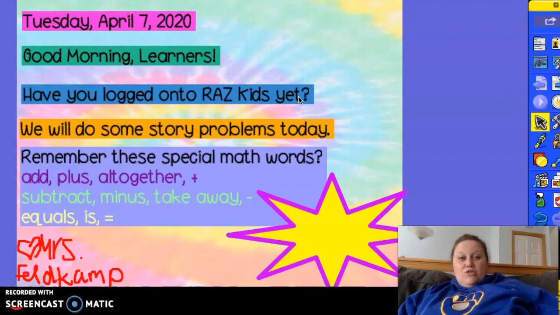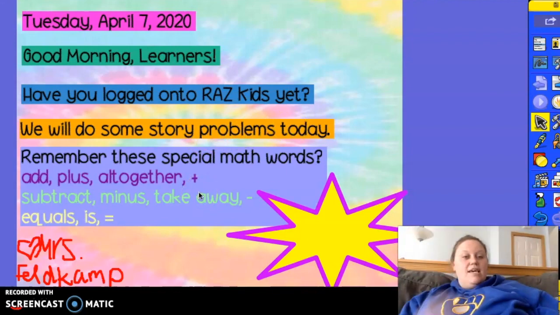I want you to make sure that you've done that because next week you are going to have some reading homework, and you can do it with books at your house, but it might be easier to do it with books that are at your level, which you can get from doing Raz Kids, okay? All right, let's read the next sentence in orange together. We will do some story problems today together, okay, after the message.